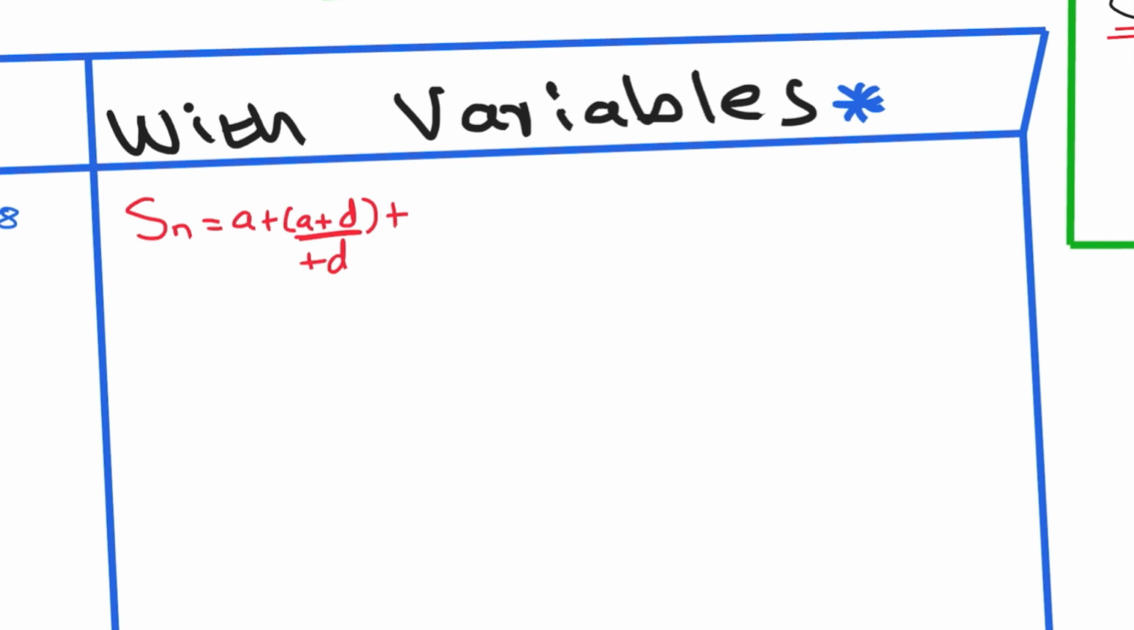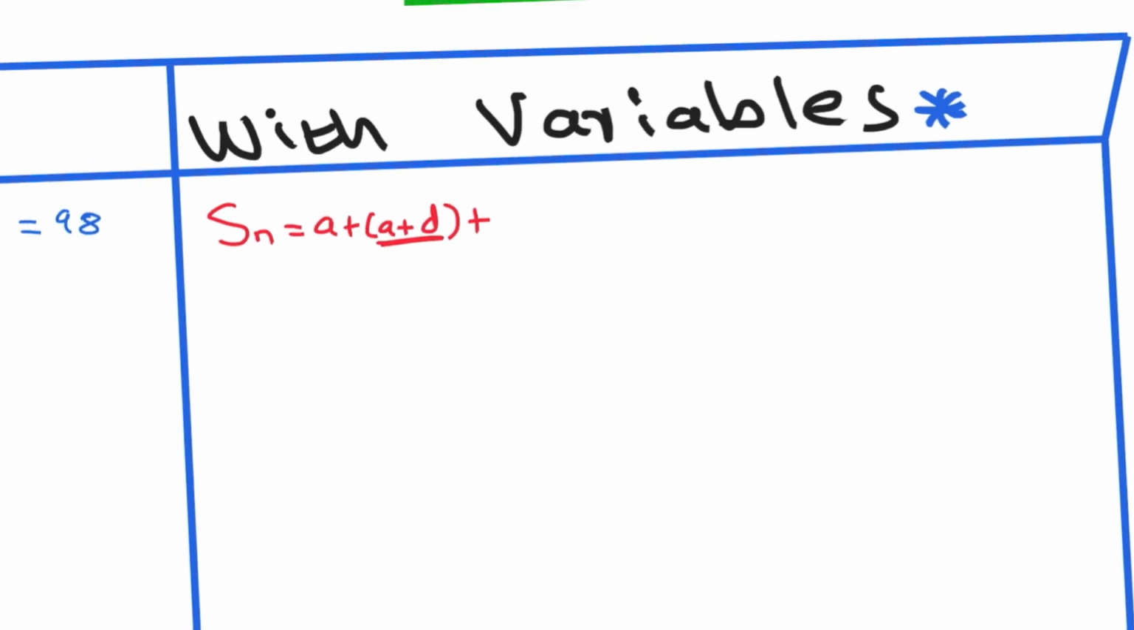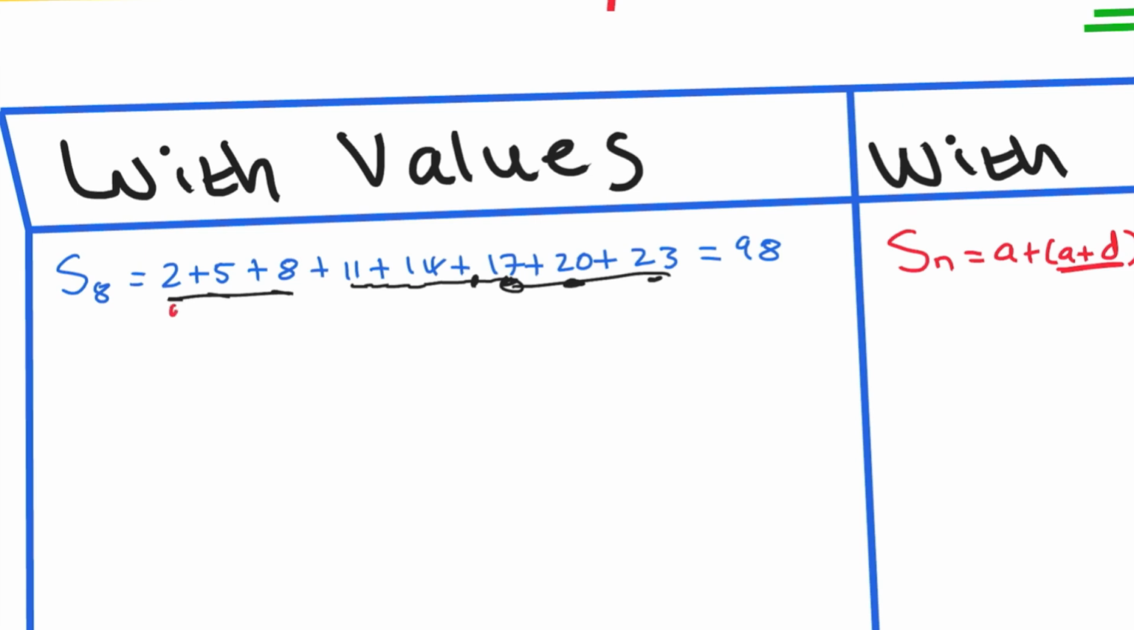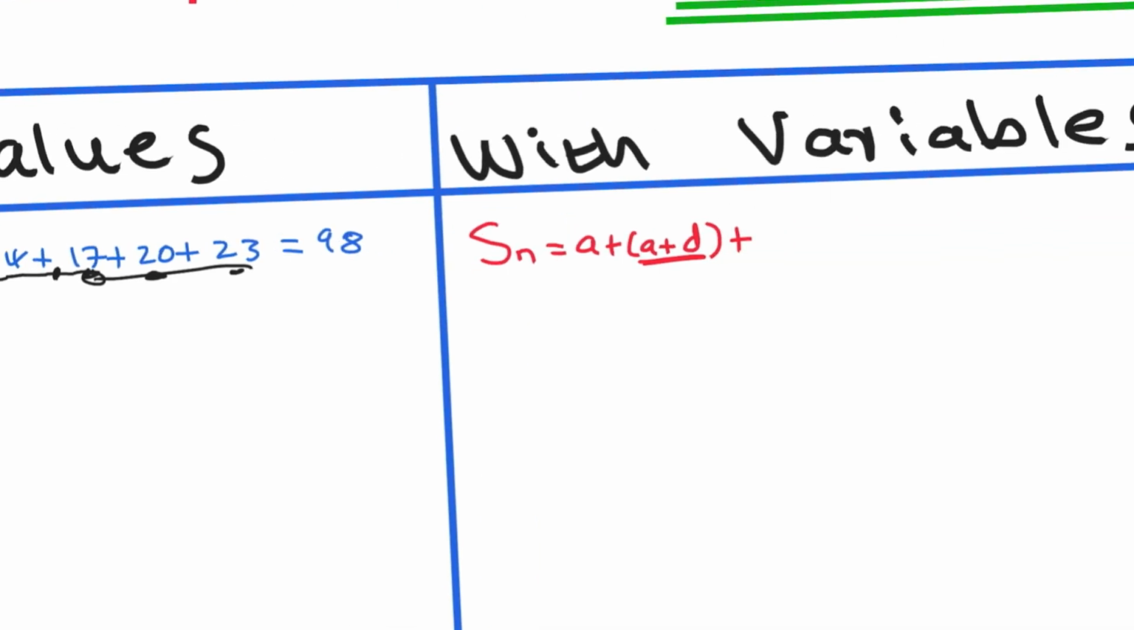Does that make sense? The same way I was doing here, from 2 to 5, I was adding 3. From 5 to 8, I was adding 3. D is the constant difference. So on that other pattern, our d is just d because we don't have the value, right? We're dealing with variables. But with values, we're dealing with numbers, so we know our difference is 3. That makes sense, right? So let me go back.